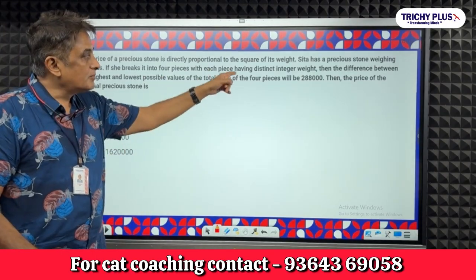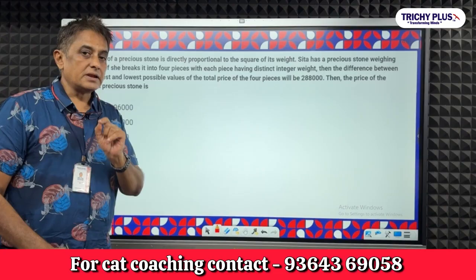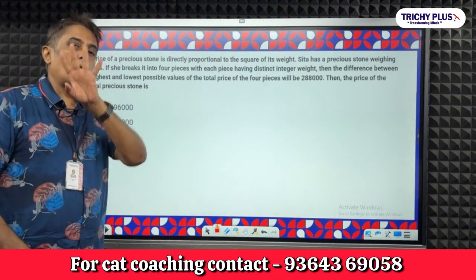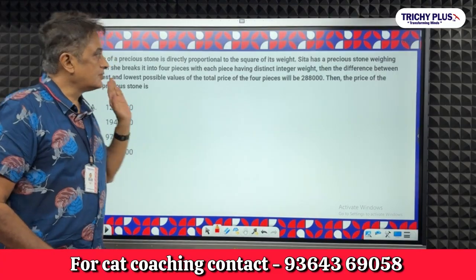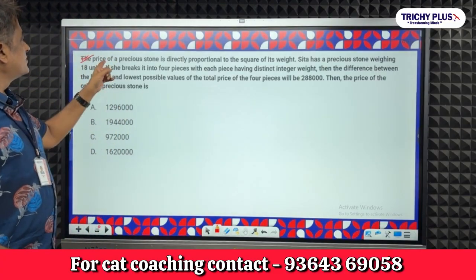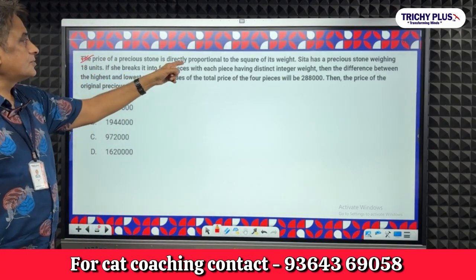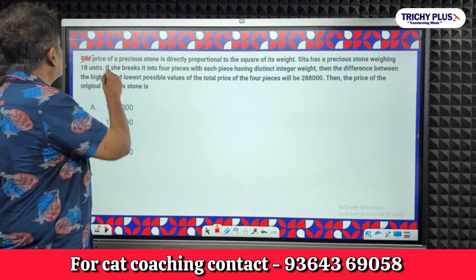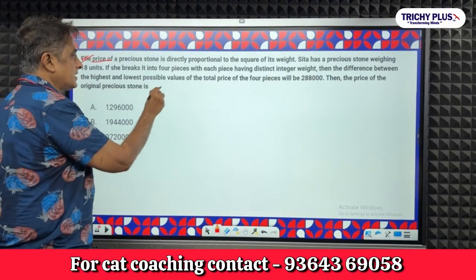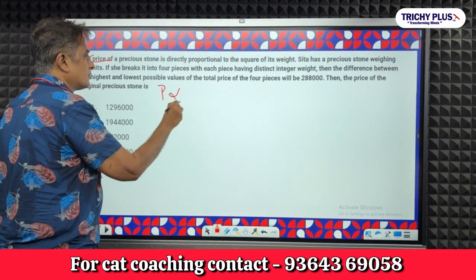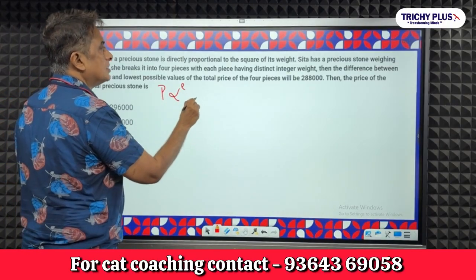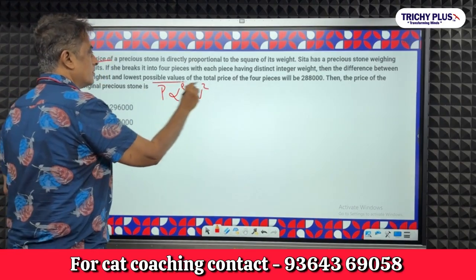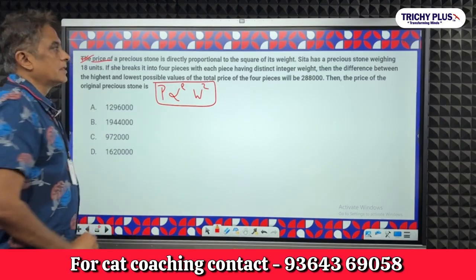But just reading these 3 lines, it will take 1-2 minutes to understand, comprehend, and then you have to solve it all within 4 minutes. So let's look at this. The price of a piece of precious stone is directly proportional to the square of the weight. Okay, so this is the formula.